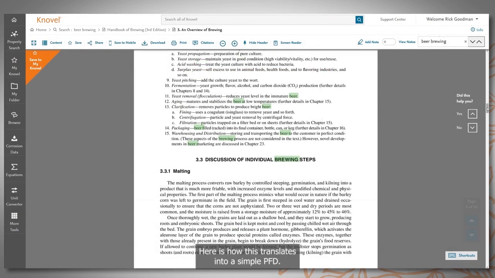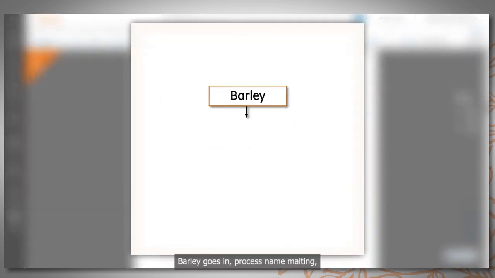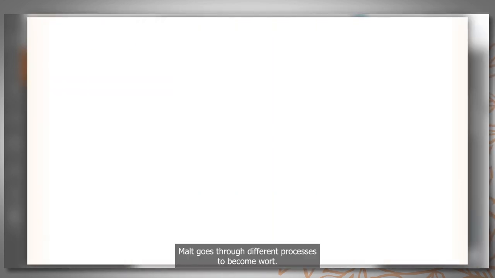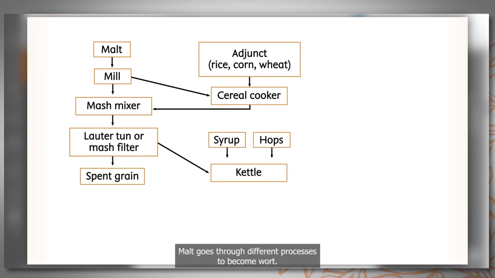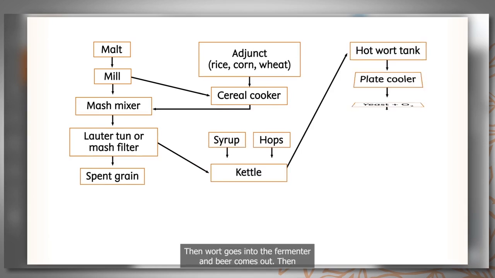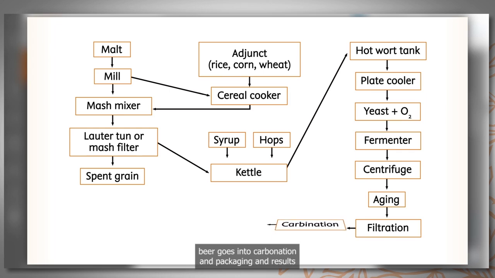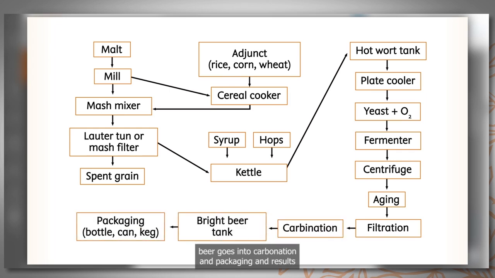Here is how this translates into a simple PFD. Barley goes in, process name, malting. Result, malt. Malt goes through different processes to become wort. Then wort goes into the fermenter and beer comes out. Then beer goes into carbonation and packaging and results in a sellable product.